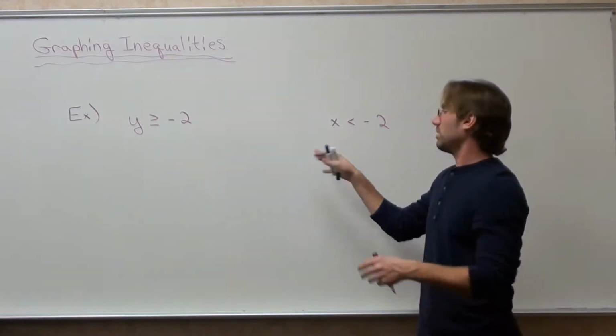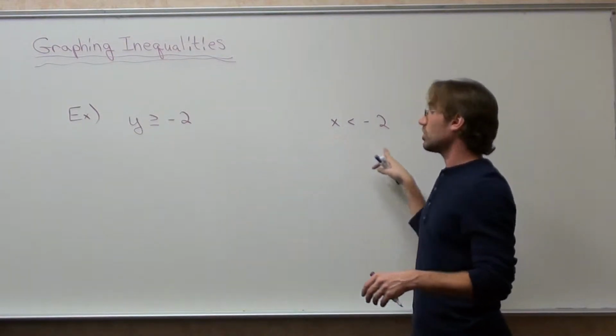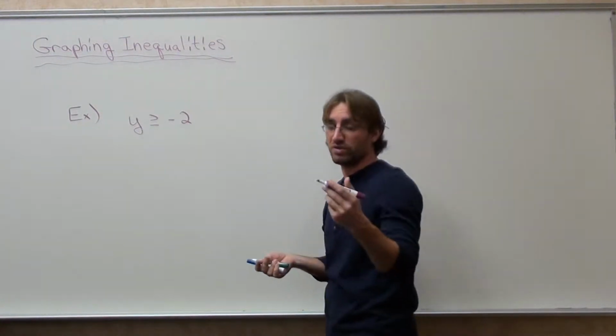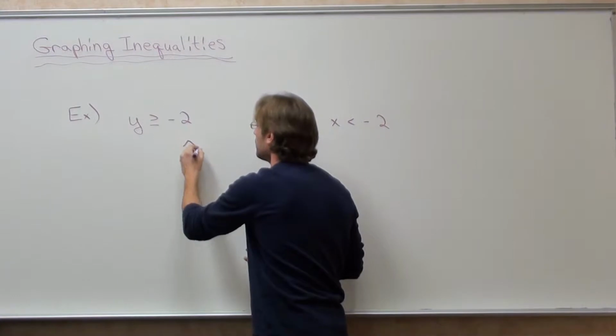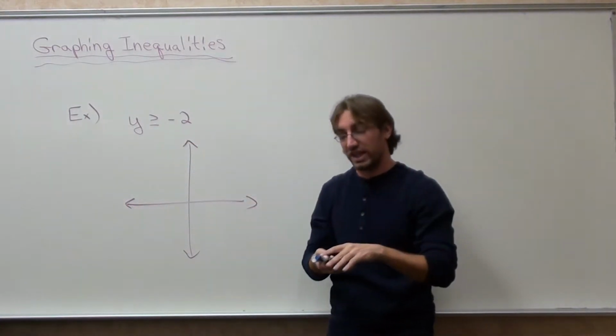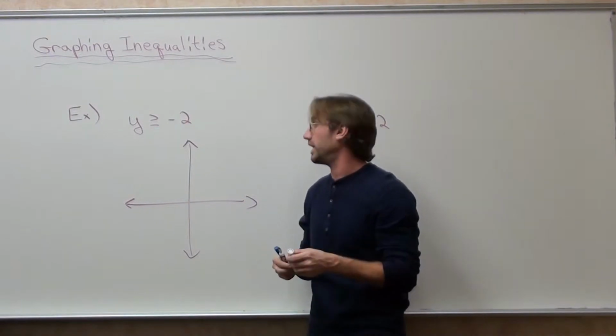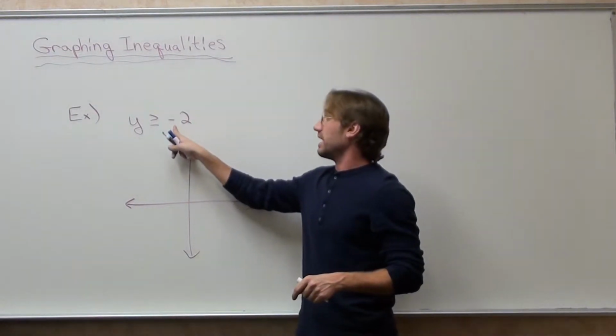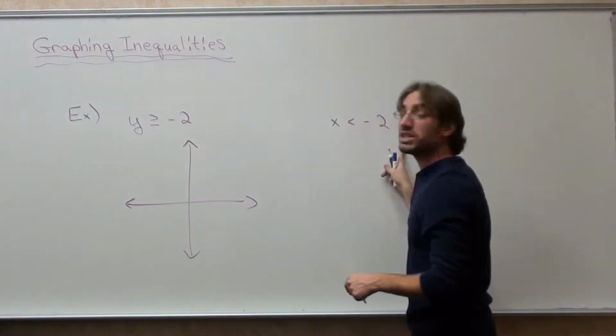So solve for y, but no, y is already solved for in the first one. There is no y in the second one. They're the special cases. We've already done this before. You can look back at graphing vertical and horizontal lines if you want theoretical explanations as to why. But this one is a horizontal line, and this one is a vertical line.